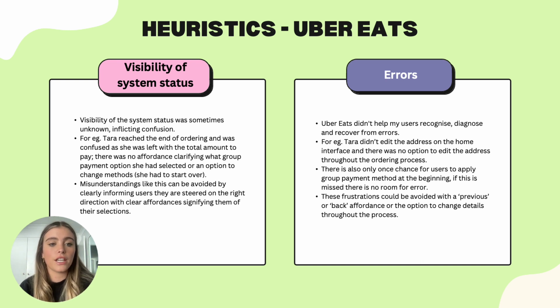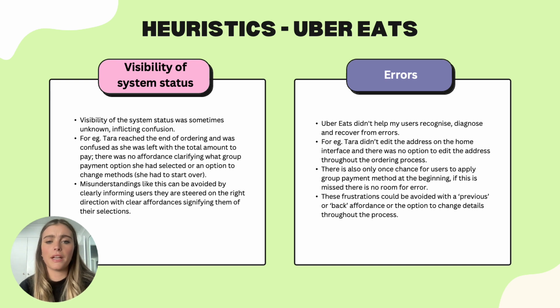For example, Tara reached the end of the ordering and was confused as she was left with the total amount to pay. There was no affordance clarifying what group payment option she had selected, or an option to change methods. She had to start over. Misunderstandings like this can be avoided by clearly informing users they are steered in the right direction, with clear affordances signifying them of their selections.